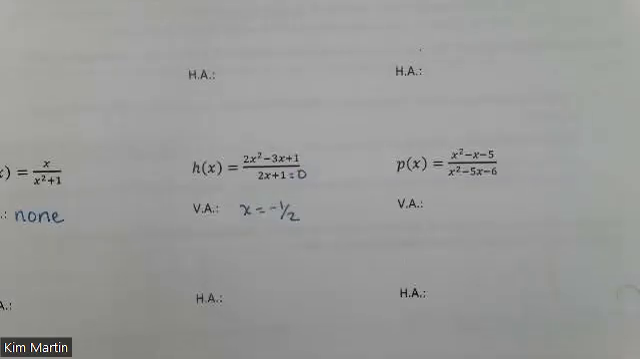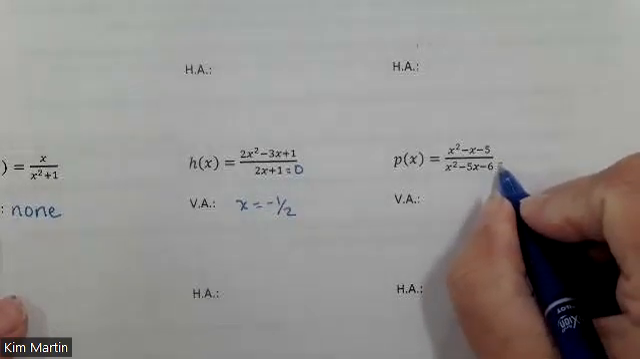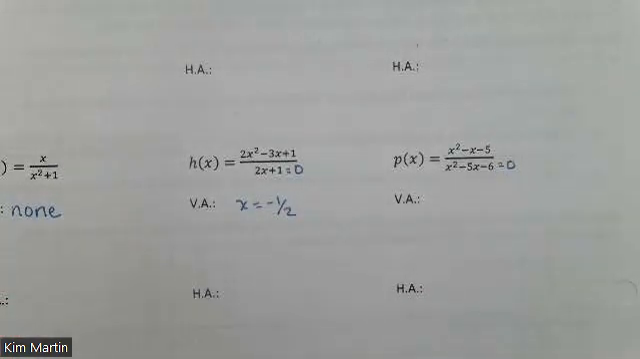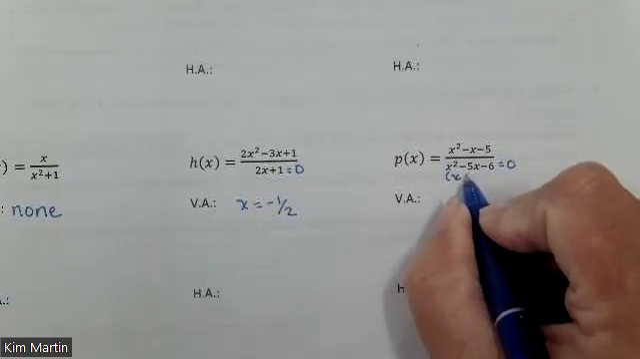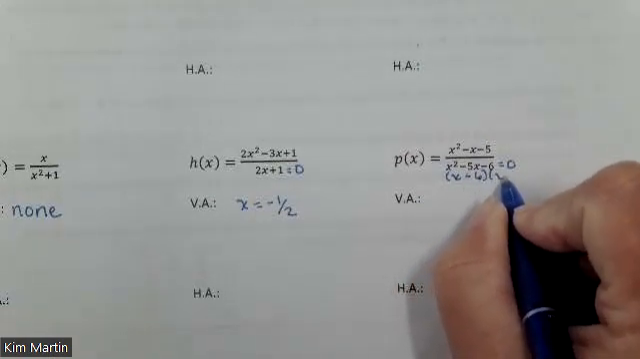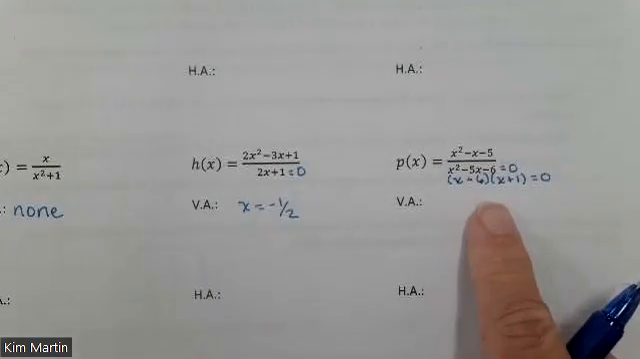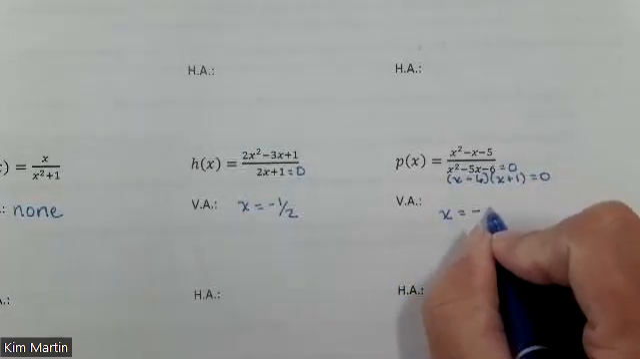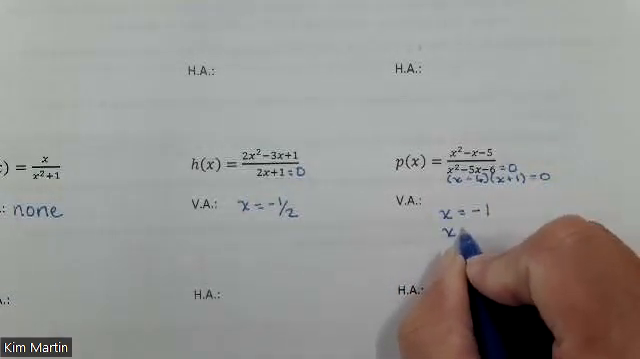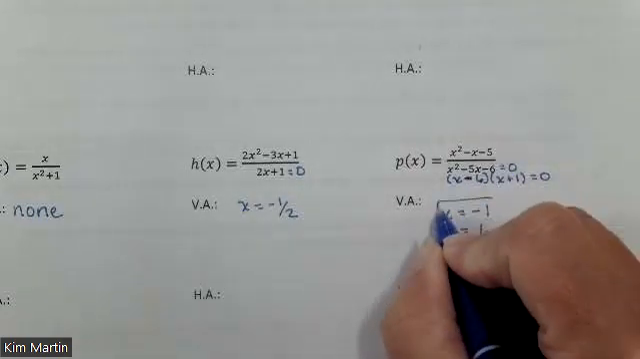All right, so what you have to do to find vertical asymptotes is set the denominator to 0. It's the exact same thing as restrictions. So you would factor this as (x - 6)(x + 1) = 0. So we have two asymptotes. We have one at x = -1, and we have another one at x = 6. Questions right there?